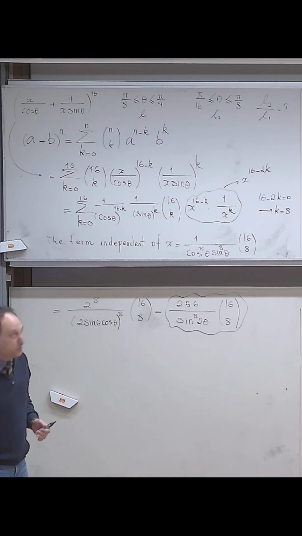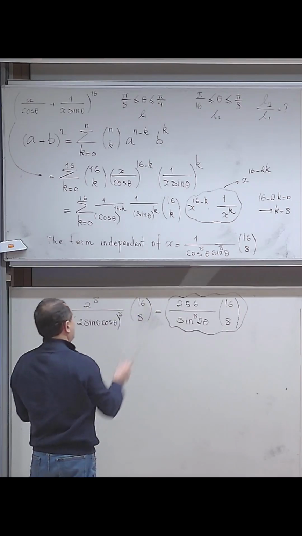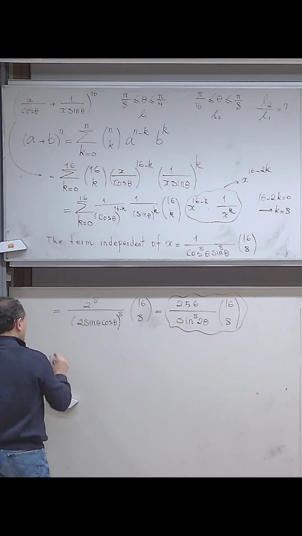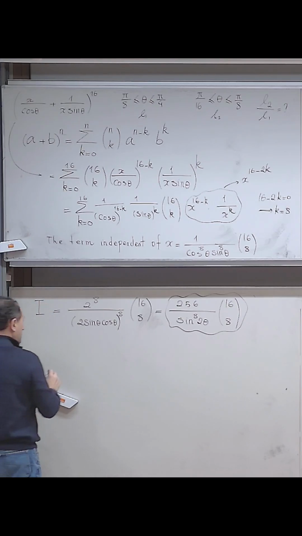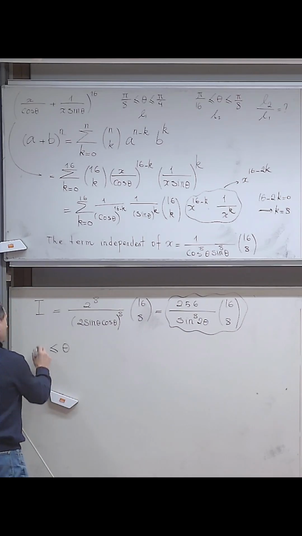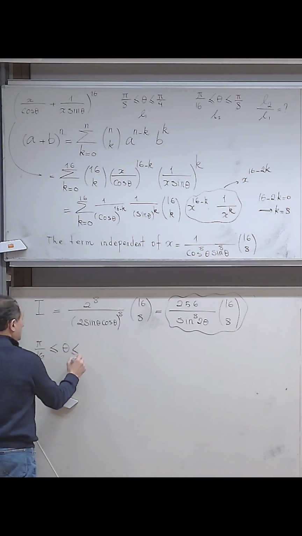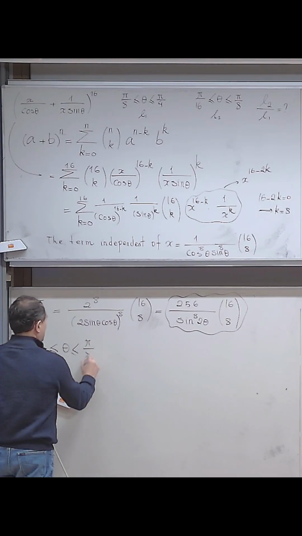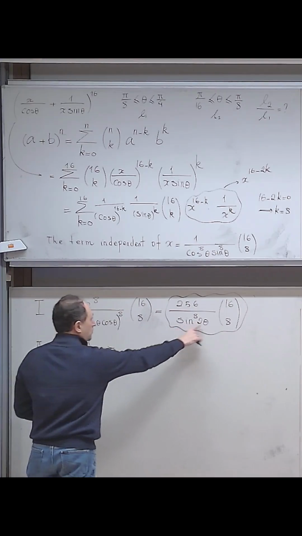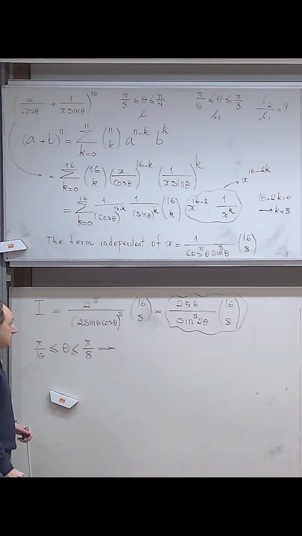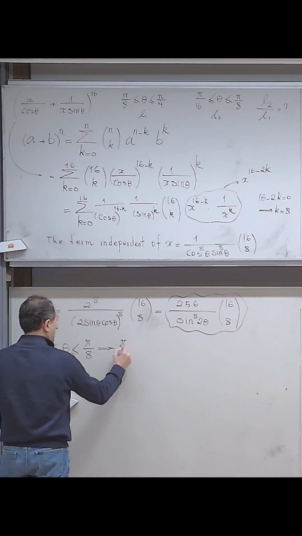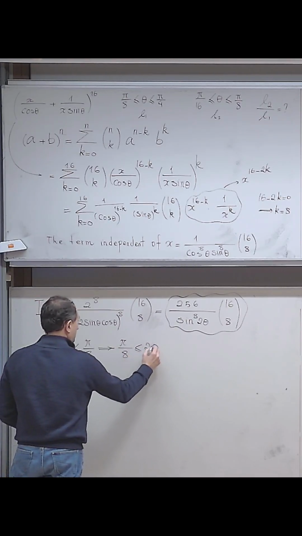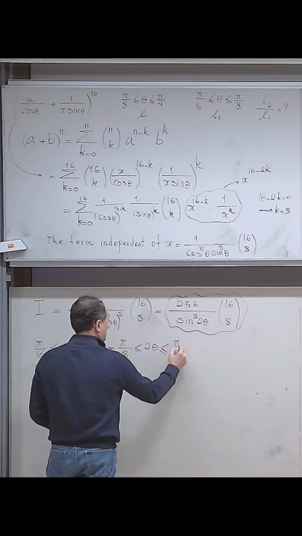So let us, for the time being, concentrate on the first interval. If you don't mind, let me call this term I for independent. If I limit myself within this interval, theta is between pi over 16 and pi over 8. So let us see where sine 2 theta will be. I multiply every side by 2, so it becomes pi over 8 less than or equal to 2 theta less than or equal to pi over 4.